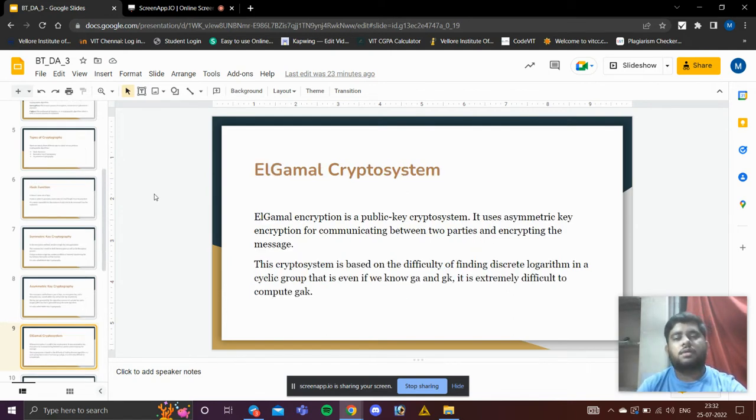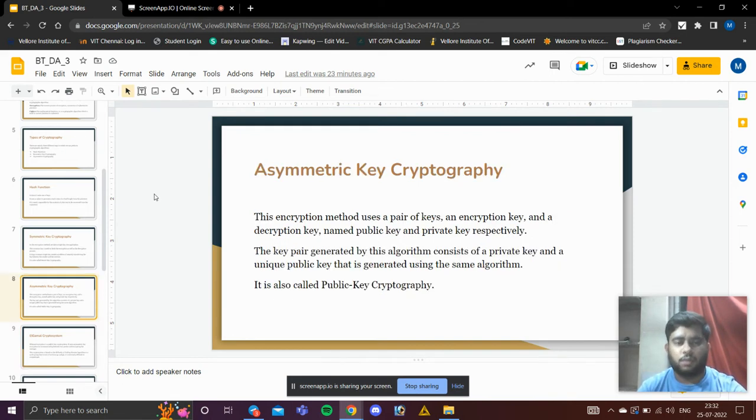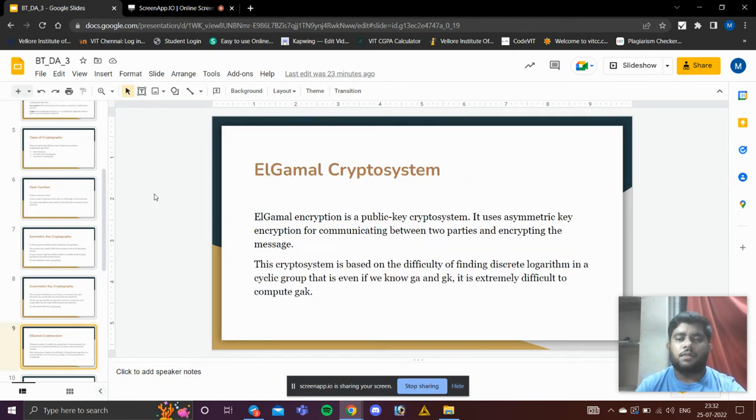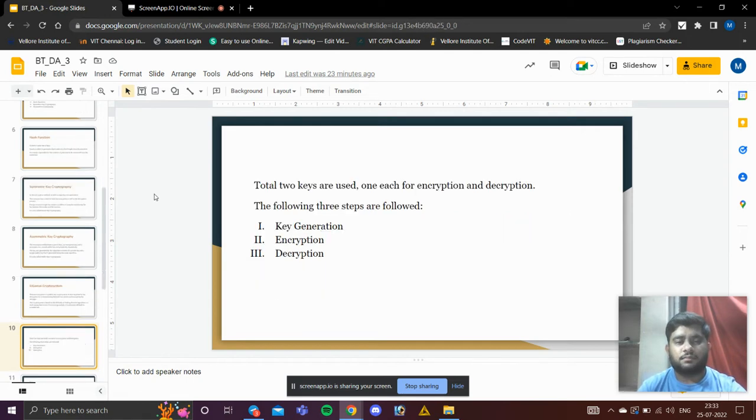Okay, so the ElGamal cryptosystem is a type of public key cryptosystem, which is asymmetric key cryptography. It uses cryptography for communicating between two parties and encrypting the message. This system is based on the difficulty of finding the discrete logarithm in a cyclic group. That is, even if we know g^a and g^k, it is extremely difficult to compute g^(ak). Even if we know both of these, it is difficult to decrypt the messages.